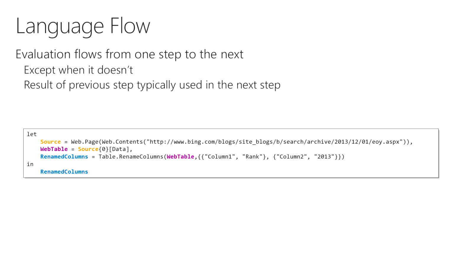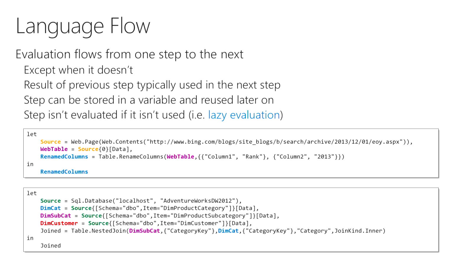Now, although Power Query generates things this way, when you're writing M by hand, you're not limited to the step-by-step thing. So for example, in this bottom one, in the first line I'm connecting to a SQL database, storing that as a source variable. And then I use that source variable 3 different times to pull out 3 different tables from that database. I pull product category, subcategory, and then customer, and store them in other variables. And then on my last line, I do a nested join, joining subcategory and category on category key and returning that as joined. So you notice that dim customer is never actually referenced.